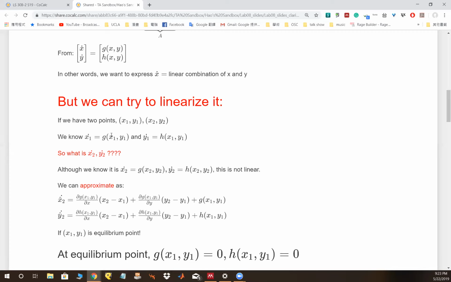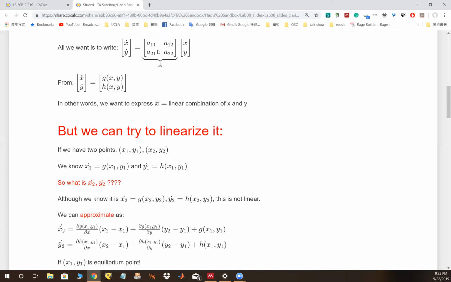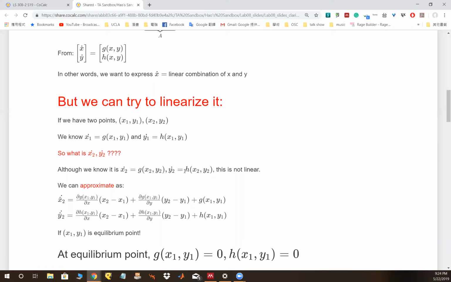Since g and h are just two functions, this does not fit the form we want to see here. We want to see this form: some constant, not a function. We want a constant multiplied by the current state. I want to see x1 dot equal to something multiplied by x1 plus something multiplied by y1, and x2 dot is something multiplied by x2 plus something multiplied by y2. And this function form is just not something we want to see.